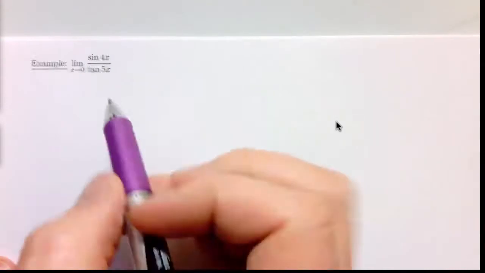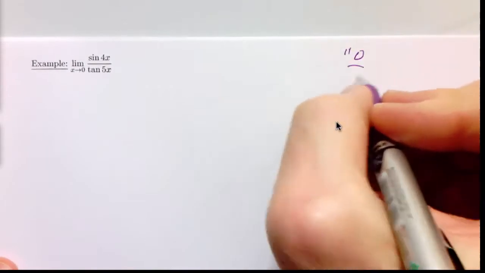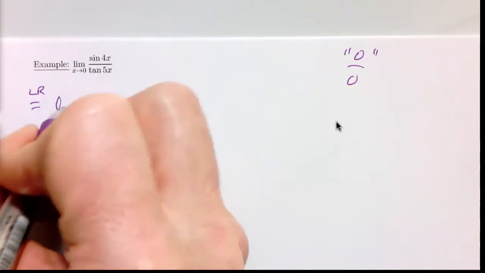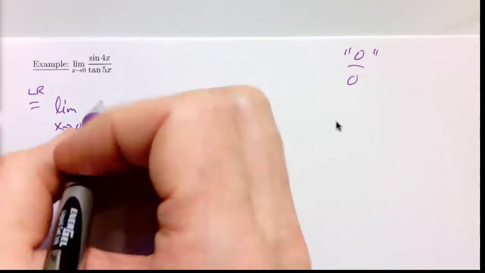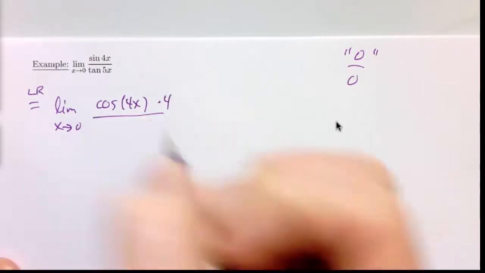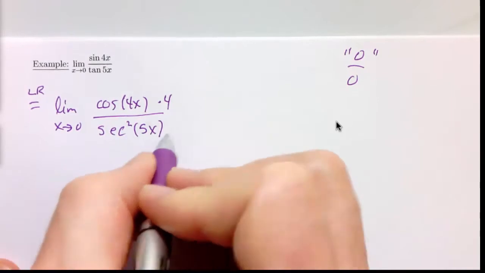Let's look at one where L'Hopital's rule is truly useful from the beginning. I can't really do it. Well, you could do it with some other special tricks, but L'Hopital's rule will make this easy. Sine of 0 is 0, tangent of 0 is 0, so I have an indeterminate form, 0 over 0. We're going to try L'Hopital's rule. So I get to take the derivative of the top. Remembering my chain rule, I get cosine 4x times 4. Derivative of the bottom, secant squared 5x times the derivative of the inside, 5.